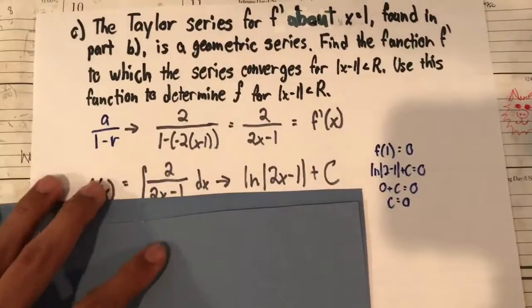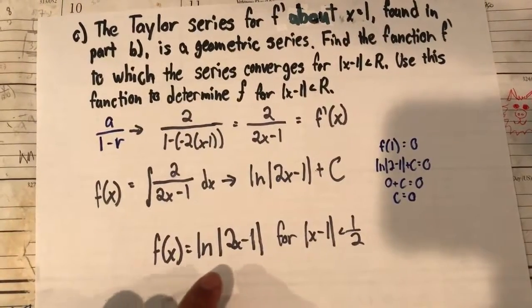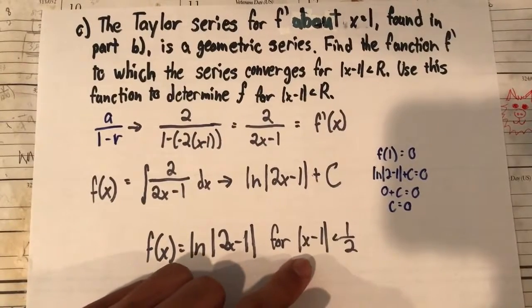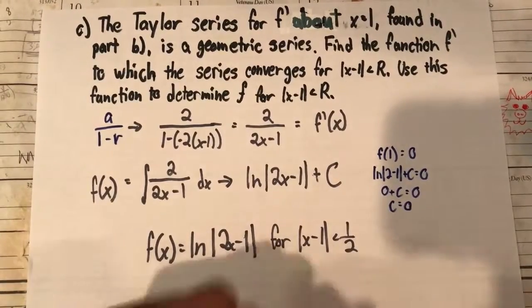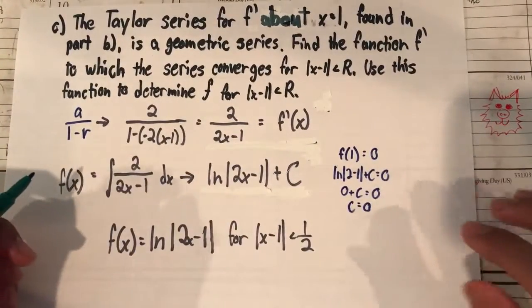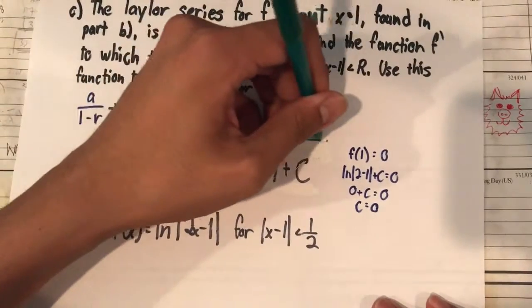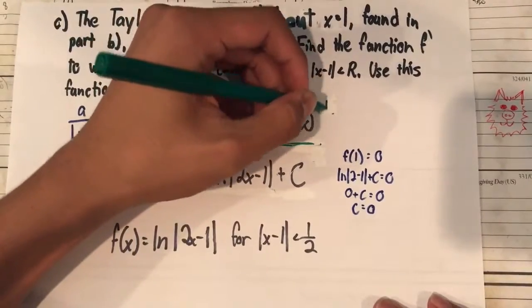c equals 0. Finally, what you end up getting is that f of x equals ln of the absolute value of 2x minus 1 for the absolute value of x minus 1 less than half, because r is equivalent to half. Alright, so in regards to the scoring, if you end up defining f prime of x as this fraction over here, that's a +1.